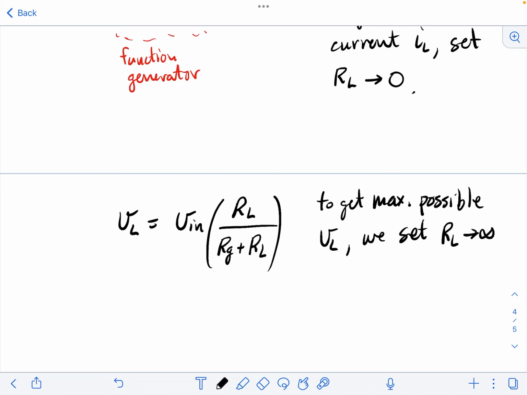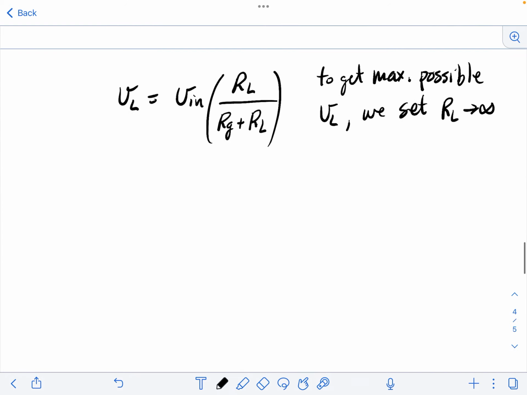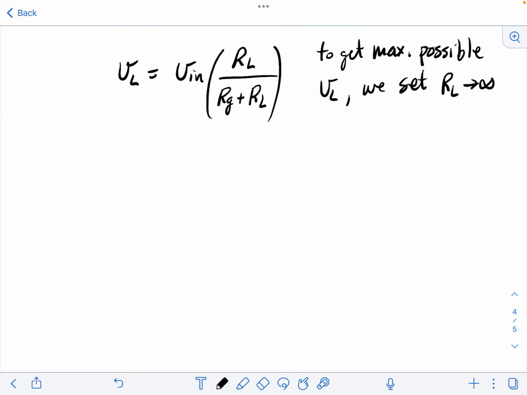And so there's these two extremes here. If I want a large current, I make RL small. If I want a large voltage, I make RL large. So sometimes really what you pay for is power. And so what you might want to do is say, well, what do I have to do to make the power delivered to RL as large as possible? How do we maximize the power delivered to RL?